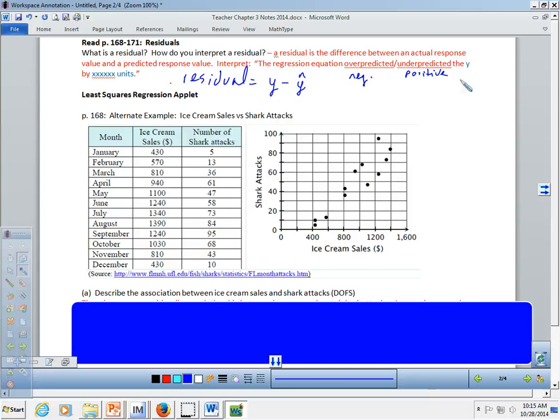So that's what a residual is. A residual is just an error. It's how far off we are when we make a prediction, okay? Sometimes those residuals are 0, and that would be a good thing. All right? That leads us to a least squares regression line, okay?